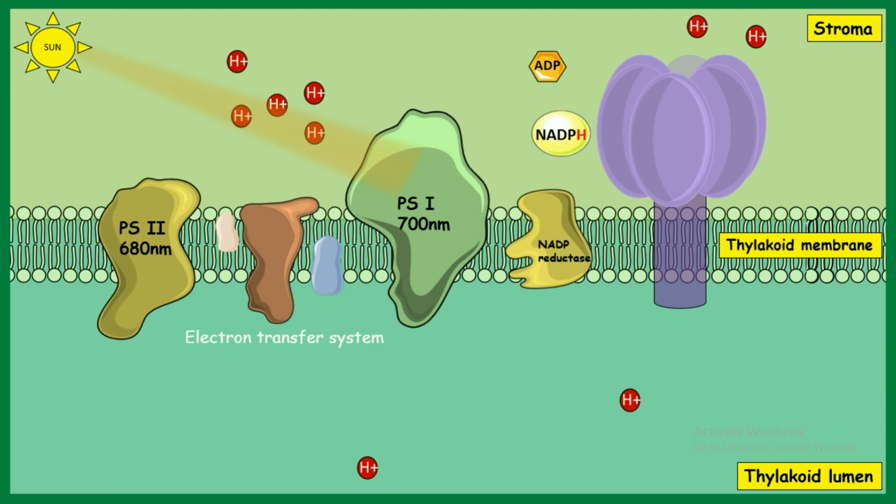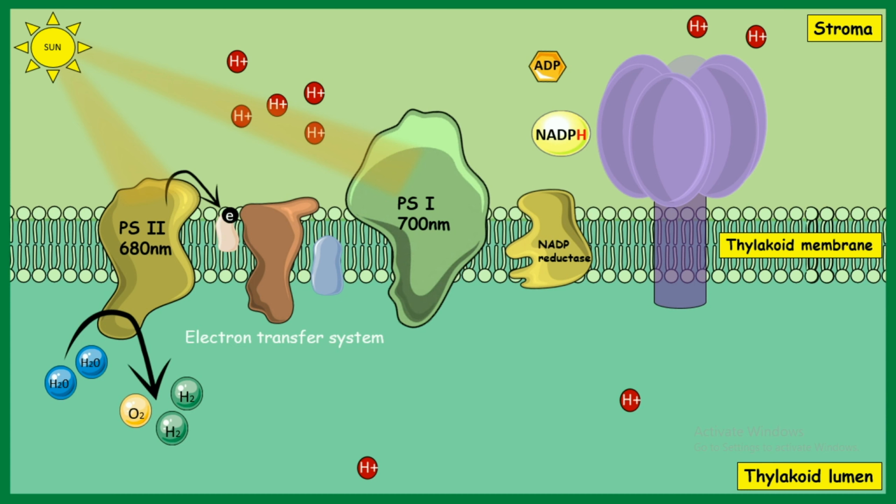Now sunlight at the same point of time falls on PS2, and similarly one electron, as they said, jumped out of PS2 or got excited and then got taken up by the plastoquinone. To meet the electron deficiency in PS2, water molecules present in the thylakoid lumen compartment got lysed into hydrogen and oxygen. Now this oxygen that you can see is the same oxygen that you see in the photosynthesis equations as the major byproduct of photosynthesis.